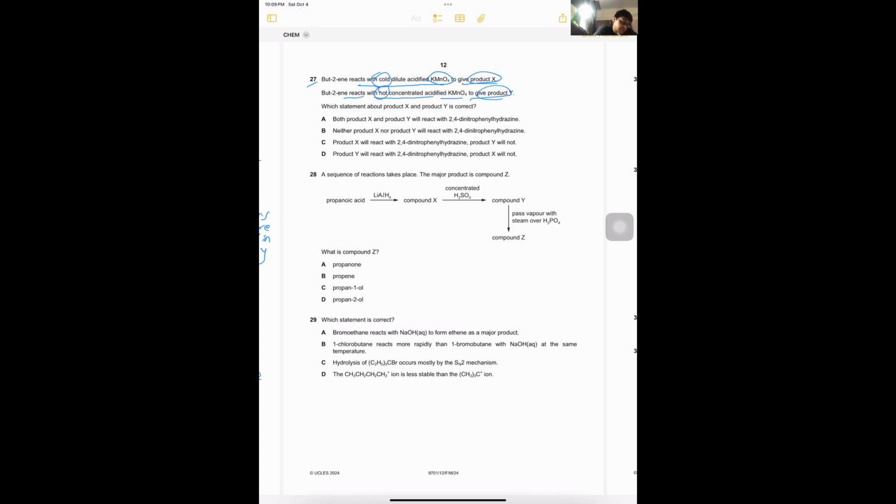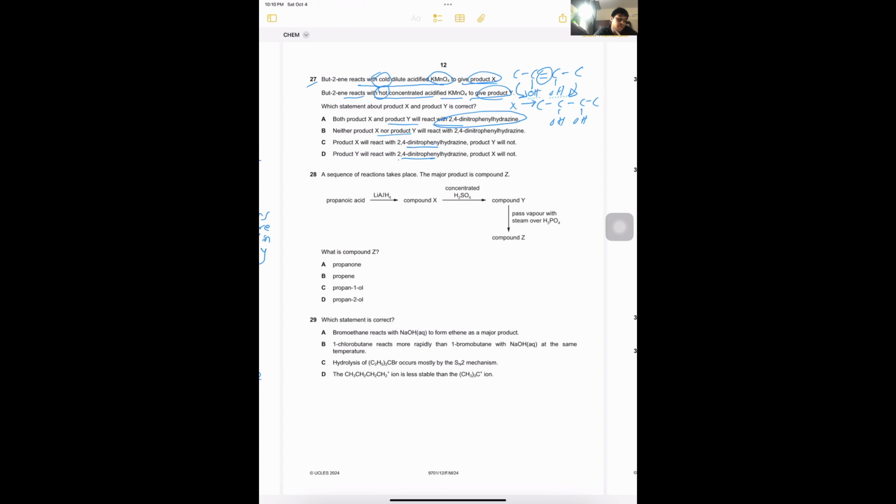Okay, so the options are mainly about the 2,4 DNPH. So let's see. Butene, when it reacts with cold dilute acidified KMnO4, 2 OH groups will be attached on the area where there is the double bond. So one will be here, one will be here. So that is what I've just shown, and the double bond will break.